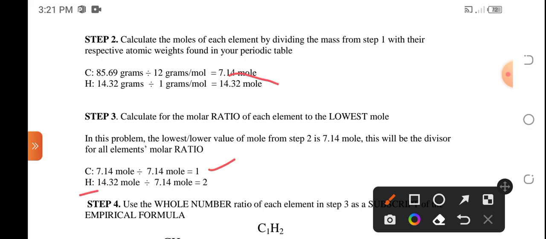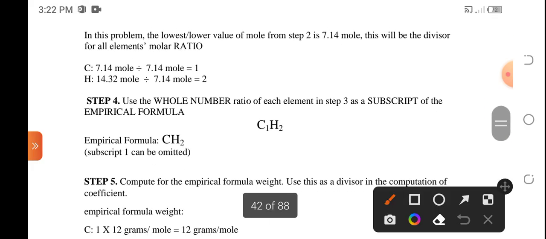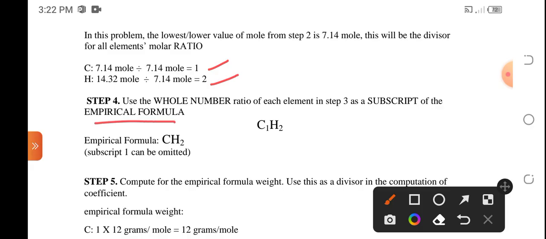So we have to divide it by 7.14, and that would be equivalent to 1. For hydrogen, we had computed from step number 2, 14.32 moles. So we have to divide this by the lower value, which is 7.14. So therefore, hydrogen will have a ratio of 2. With this, carbon having a ratio of 1 and hydrogen a ratio of 2, that ratio will then be used as a subscript for the composition of the empirical formula.